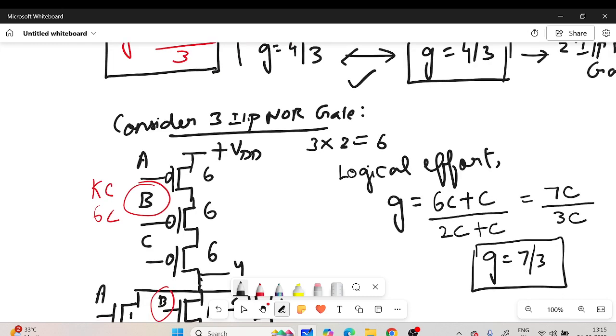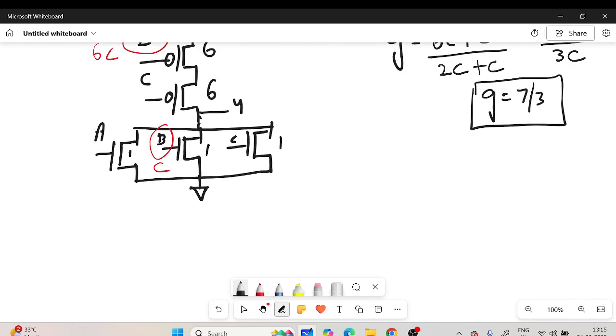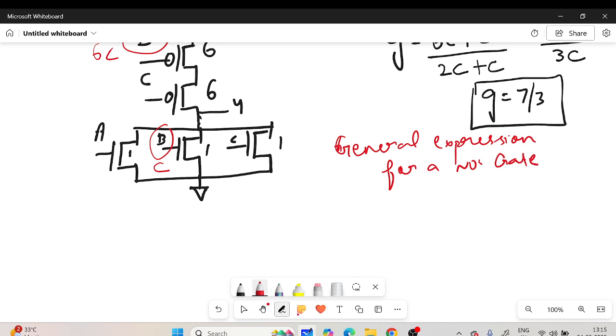Similarly, if I want to write the general expression for a NOR gate, it can be written as G equal to (2n plus 1) divided by 3. So we will just cross check whether we have obtained this value or not.